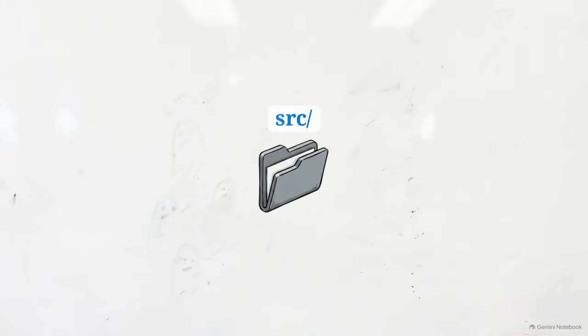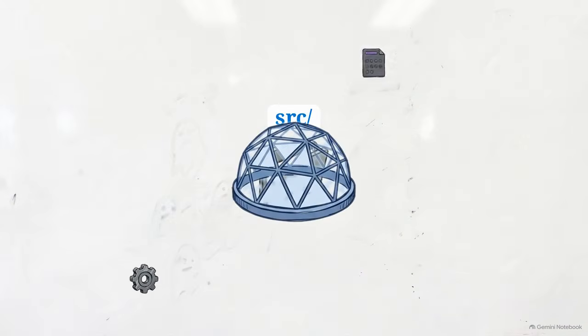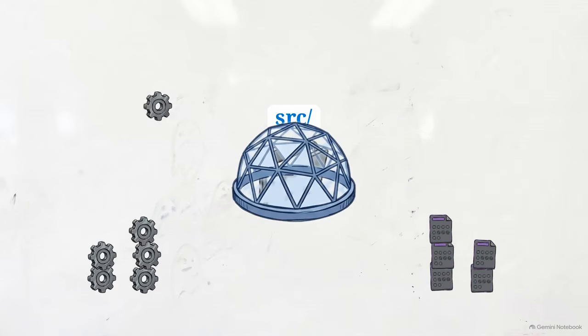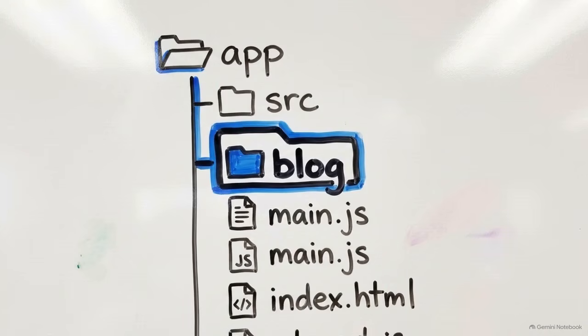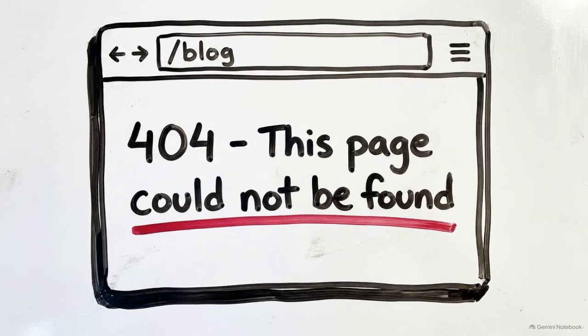The src shield creates a boundary. It guarantees that as you add more tools and configs over time, they will never get entangled with your front-end logic. Now let's look at routing. If we create a new folder inside app called blog and navigate to /blog in the browser, we get a 404 error. In Next.js, nested folders define your route structure, but they don't automatically make a page accessible. The route remains hidden until you add a specific file.